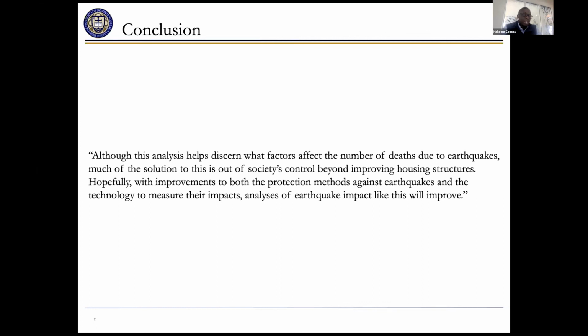So hopefully, with improvements to both the protection methods against earthquakes, the technology to measure their impacts, and analysis of earthquake impacts like this will improve. These improvements and increased regulation of building codes will continue to decrease the impact caused by earthquakes, not only causing less damage to property and society, but saving lives all across the world as well.